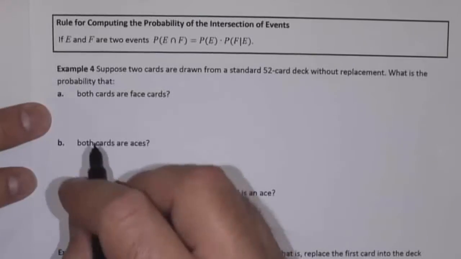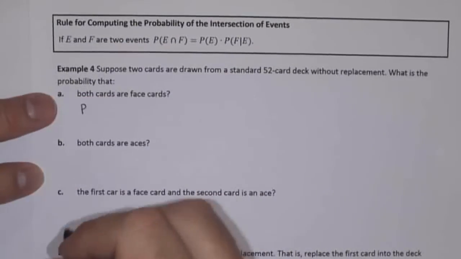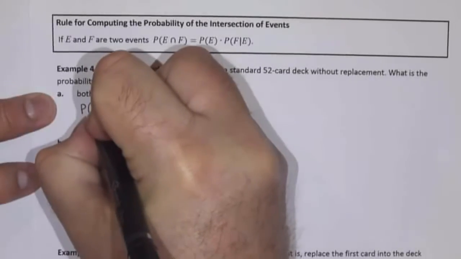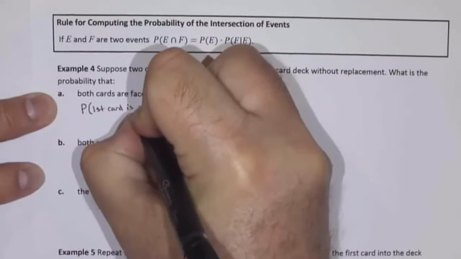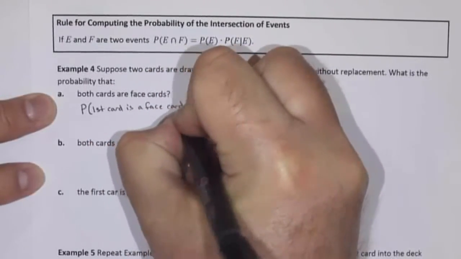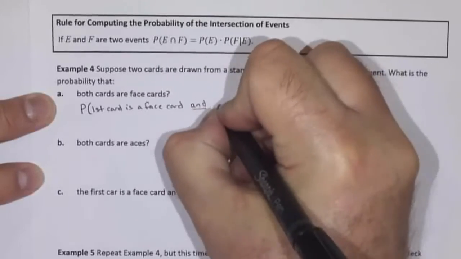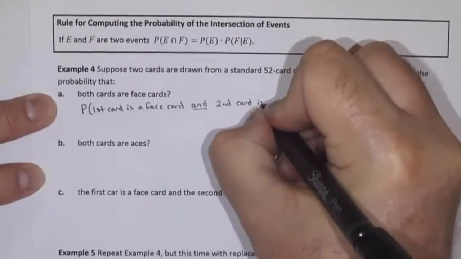So what we're looking for in this particular case, we're drawing two cards. So we want to know what is the probability that the first card is a face card and the second card is a face card.